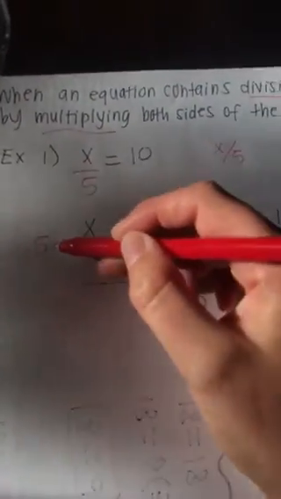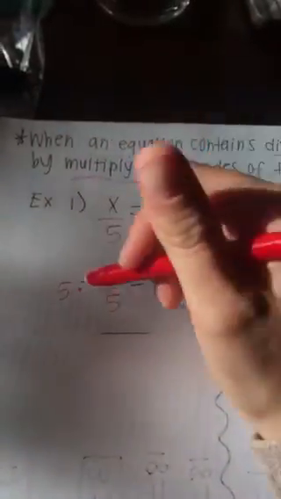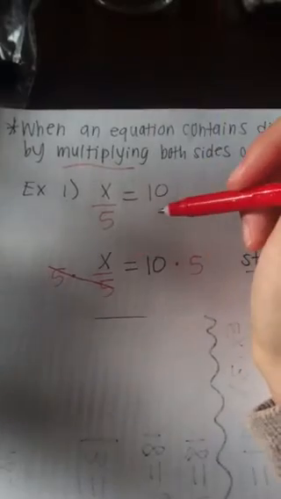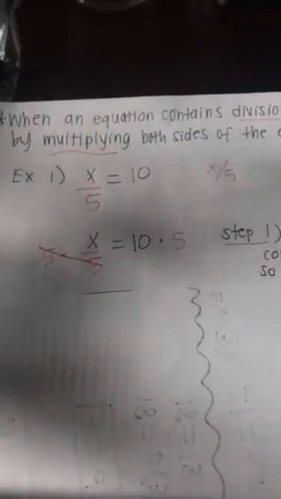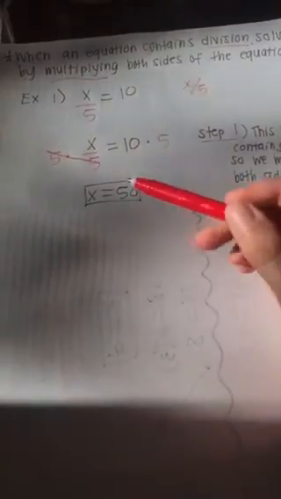So I'm multiplying this side by 5 and this side by 5. When I multiply this side by 5, that's another way of just getting rid of the 5s to get the x by itself. So now that the x is by itself, we have x equals 10 times 5 is 50. X equals 50. But we're going to check our work, like always, by plugging it in. So we're going to replace this x up here with a 50.